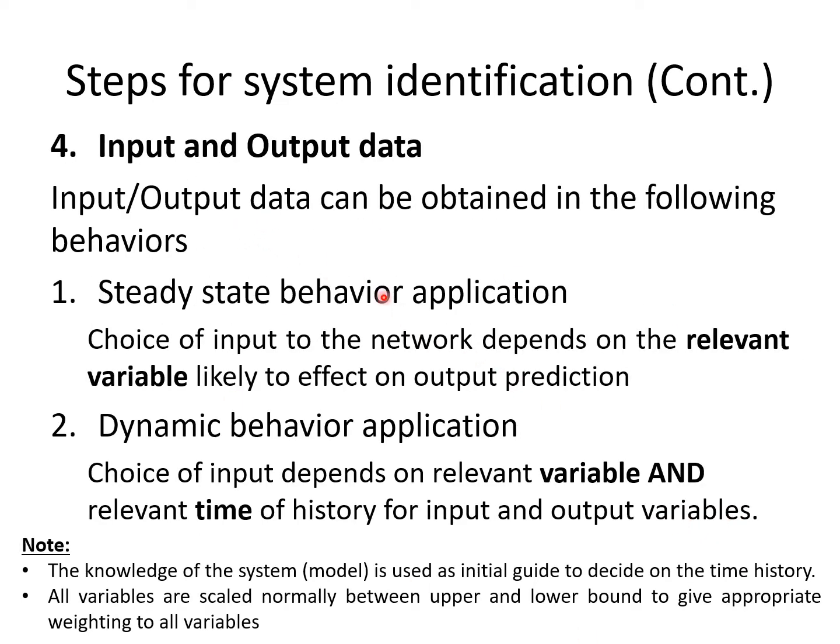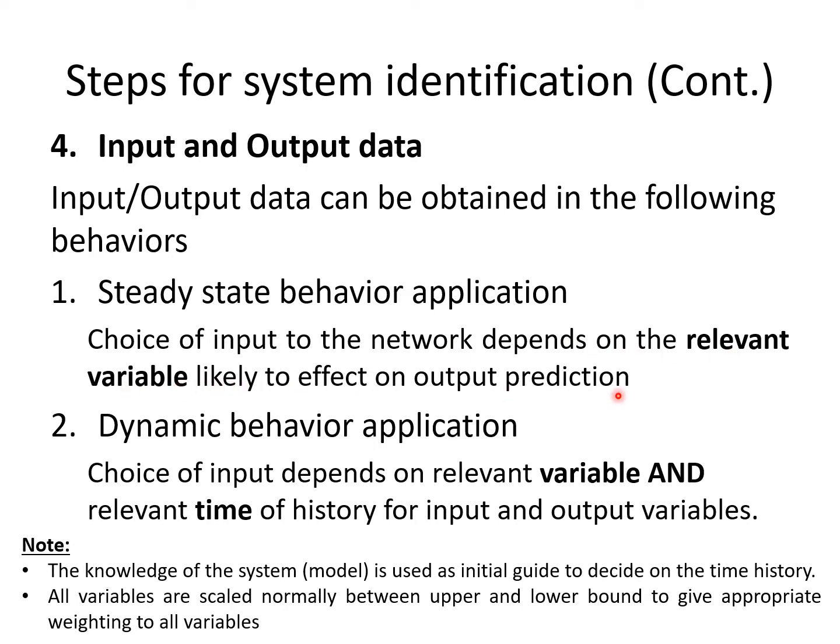Then we have to decide the input-output data. Of course, we have to decide what is the input or the output based on the process that we are looking at. To decide what the input is, we need to know what is the output that we're trying to map, and then we have to come up with the data. If we want a steady state, then we have to choose a steady state behavior for the system. The choice of input depends on the relevant variables likely to affect the output.